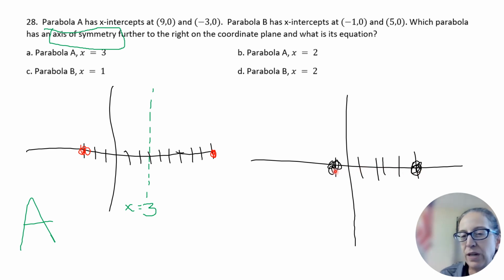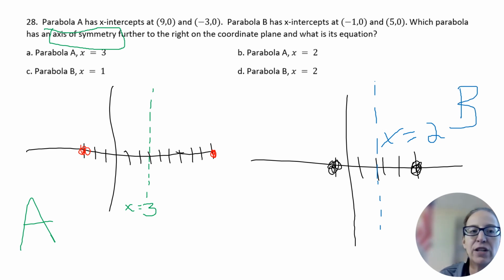Halfway between would be 3. So 1, 2, 3. It would be right there, and this is at x equals 2. And this is parabola B. So the question is, which parabola has an axis of symmetry further to the right? Well, one of them is at x equals 3. The other one is at x equals 2. So it would be parabola A, and we want to make sure we pick the correct axis of symmetry. So that would be the axis of symmetry for parabola A.